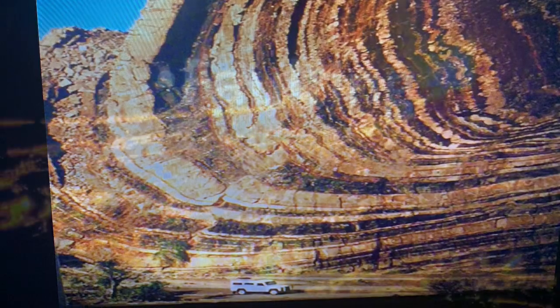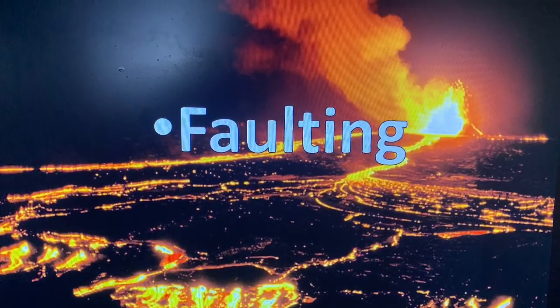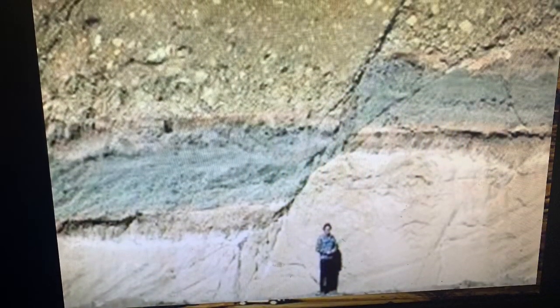The second thing that can happen is, well, sometimes you can apply pressure to a rock and it breaks, it cracks. Okay, this is what we call faulting. Faulting is when you have breaks in the crust. It's a weak spot in the crust where the pressure got too much and the crust broke.